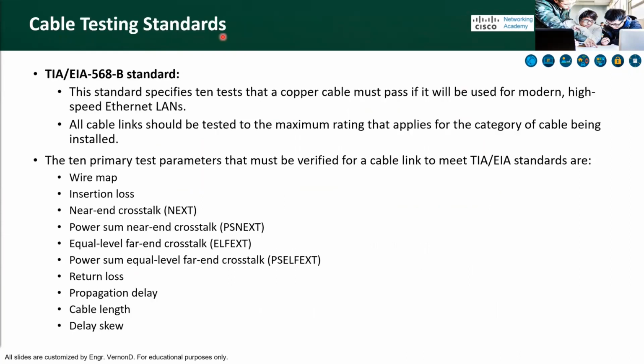Cable testing standards. The TIA/EIA-568-B is a standard that specifies 10 tests that a copper cable must pass if it is to be used in modern, high-speed Ethernet LANs. All cable links should be tested to the maximum rating that applies for the category of cable being installed. The 10 primary parameters used to verify that a cable testing link meets the TIA/EIA standards are wire map, insertion loss, NEXT, PS-NEXT, ELFEXT, PS-ELFEXT, return loss, propagation delay, cable length, and delay skew.